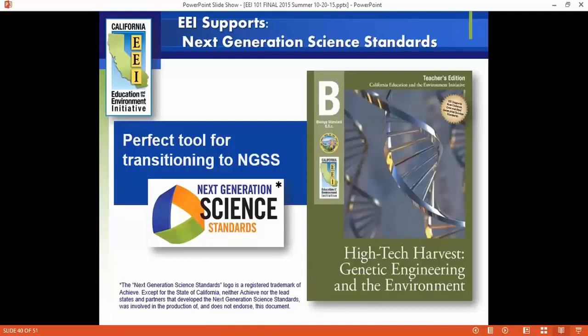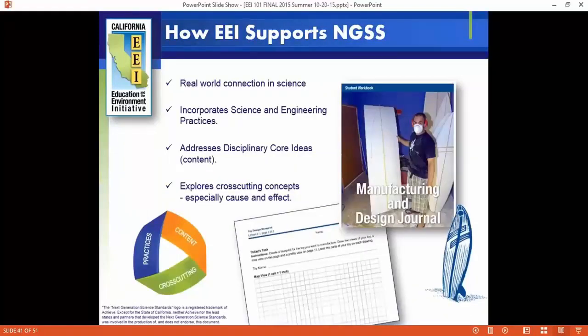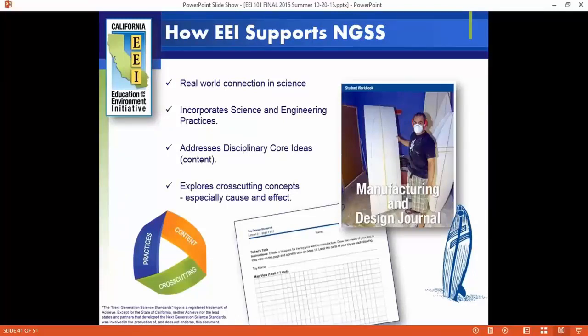EEI also is good for supporting teachers who are transitioning to NGSS, and we know that EEI was written for the former 1998 science standards, but like I said, it is a very good tool for transitioning. Yes. And let's look a little bit more specifically about how it does that. One of the shifts, as you know, Wendy, for NGSS is really trying to take a more look at how science connects with the real world. And as we've already seen, that's what EEI is all about.